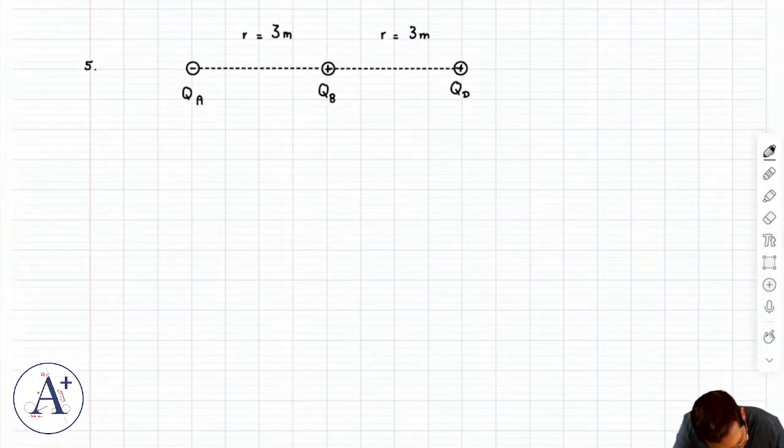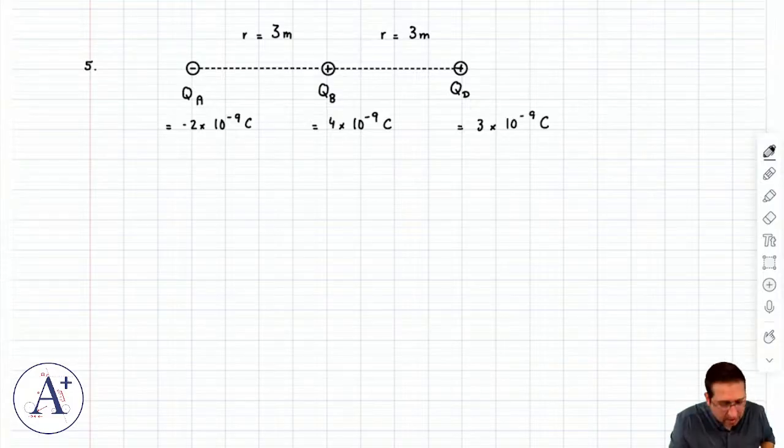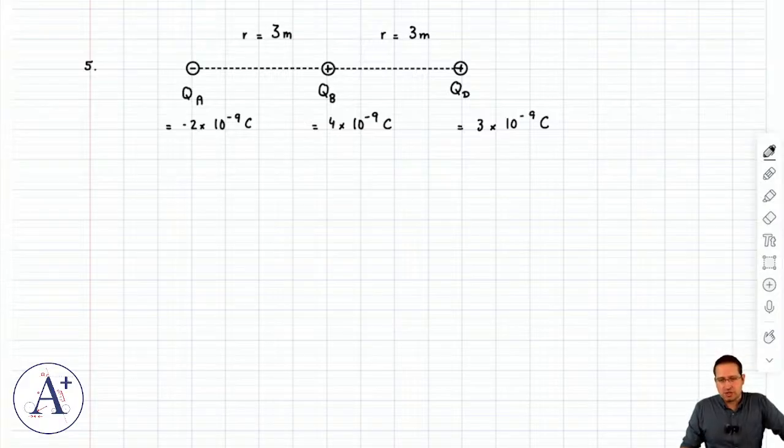Because, let's just write the charges so that we have them. So this is minus 2 times 10 to the negative 9 Coulomb. This is 4 times 10 to the negative 9. And this is 3 times 10 to the negative 9. Okay. Things become really interesting because how do we account for the energy of this system of three charges?